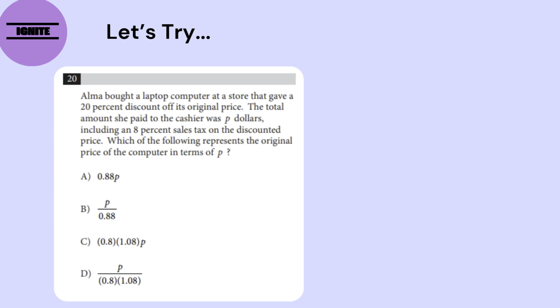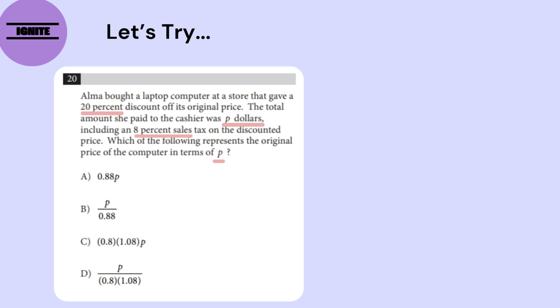Now, where do we start? Well, these are the key data points. They give a 20% discount off its original price. Then the total amount she paid to the cashier was P dollars, including an 8% sales tax on the discounted price. Okay, let's digest this. What is this going to look like? Now, we know that we need to put everything in terms of P.